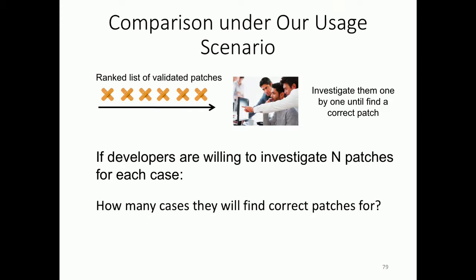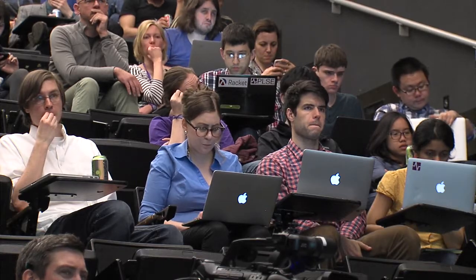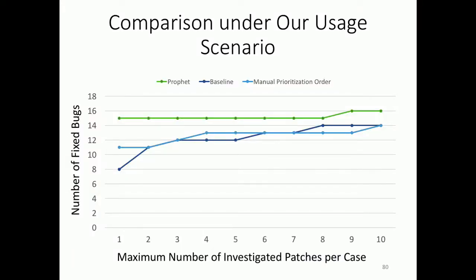Then in this scenario, how many cases they will find correct patches for. This is the evaluation under our usage scenario. And here is a comparison between Prophet and two alternative patch prioritization orders: a baseline order that ranks patches only based on the locations they modify, and a manual prioritization order we developed before we worked on Prophet. It uses a set of human heuristic rules to rank patches rather than any machine learning.